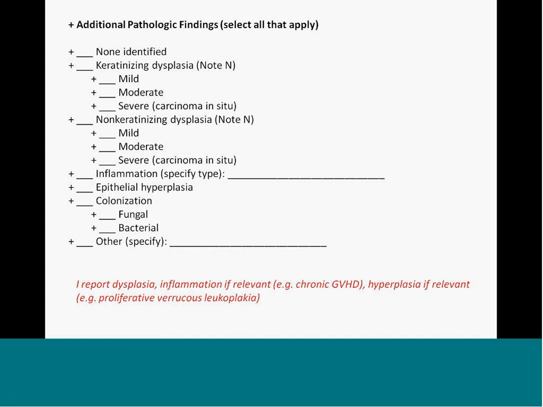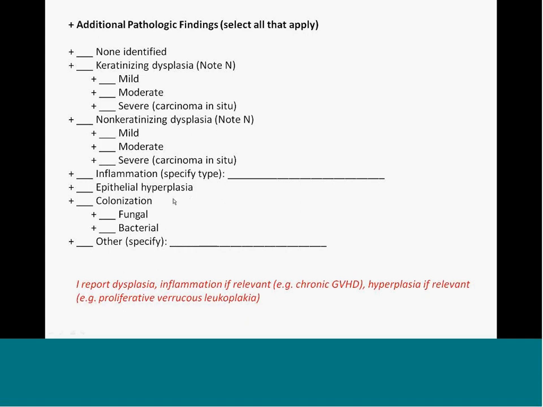Additional pathological findings. I will report dysplasia. They have these as optional categories. I'm not sure I always divide it into keratinizing versus non-keratinizing. I think it's important to report certain things, like inflammation, which is sometimes relevant. For instance, if you have carcinoma arising in chronic graft versus host disease.